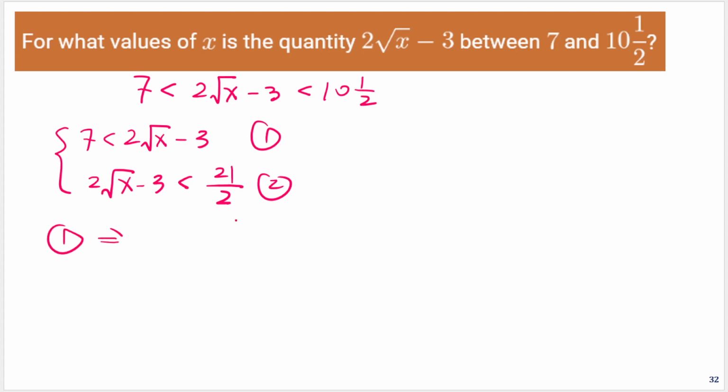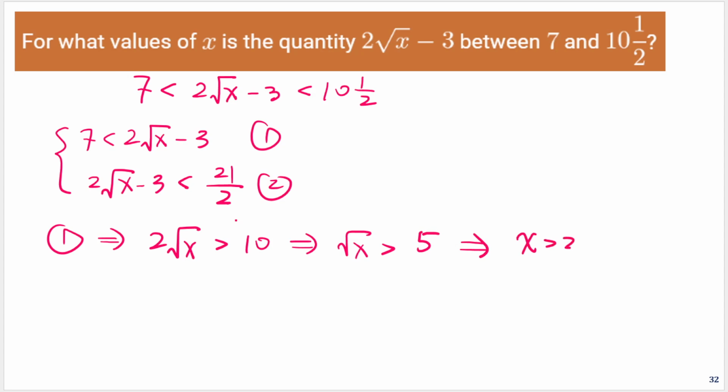Okay, from the first inequality, we have 2 square root x must be greater than 7 plus 3, which is 10. That means square root of x must be greater than 5, right? And apparently x must be larger than 25, because when x is 25, we have square root of 25 equals 5. To have square root of x larger than 5, we must have x greater than 25.